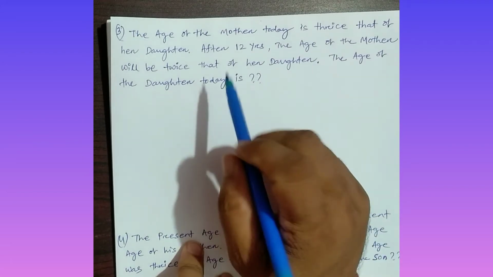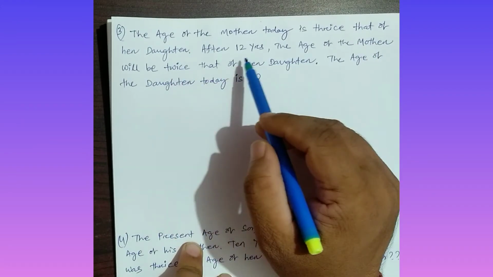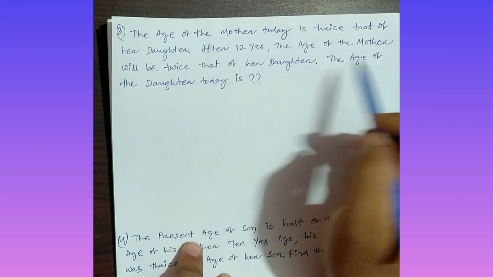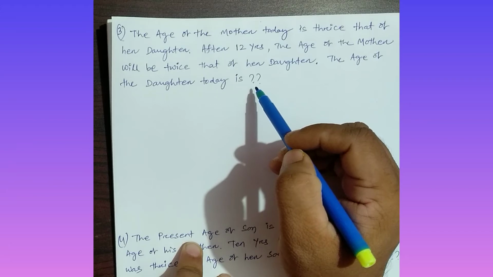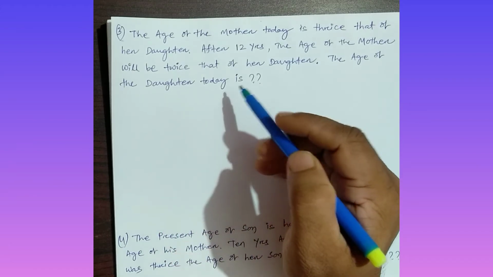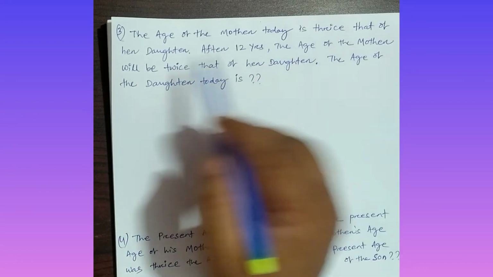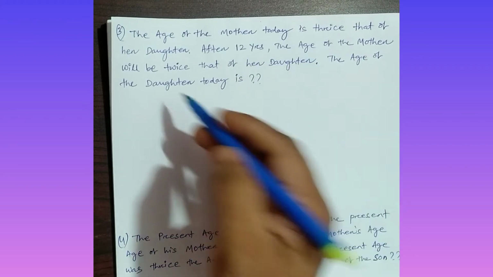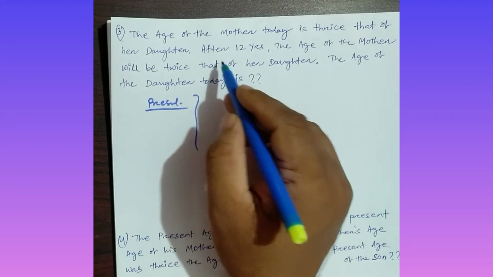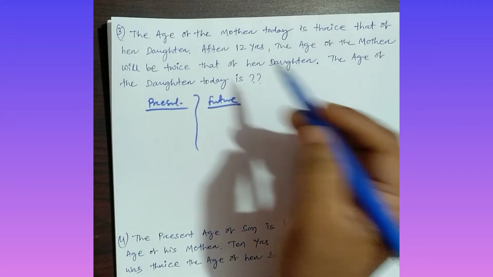Just look at here. The age of the mother today is thrice that of a daughter. Okay, after 12 years the age of the mother will be twice that of a daughter. The age of the daughter today is dash, means you have to find out the age of the daughter today, matlab present. How can you find it? Just look at it. The age of the mother today is thrice that of a daughter after 12 years. मतलब ये present के बारे में पूछ रहे हैं, and it is also saying about after 12 years, मतलब future. Hence, after indicates future.